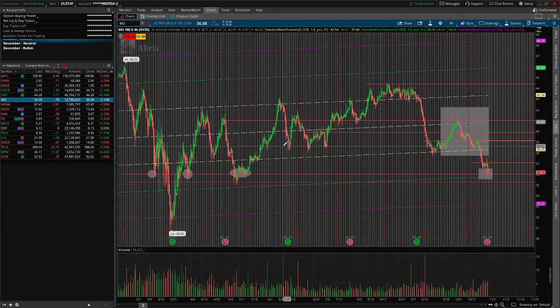And you can see weak resistance all over this.